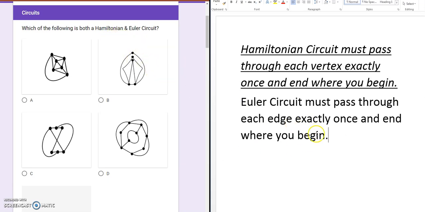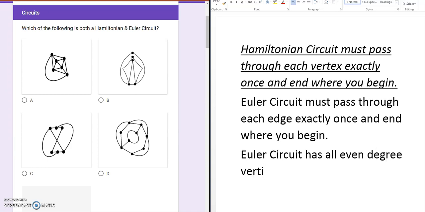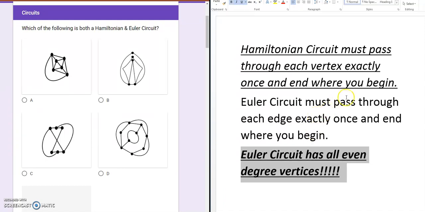Well, you should remember that an Euler circuit has all even degree vertices. If we look at these graphs here, we see that this vertex has a degree of 4, this has a degree of 4, 4, 4, 4, 4. So this is an Euler circuit, so A is a possibility. This has 4, 4, 2, 2, and 2. So this is a possibility.